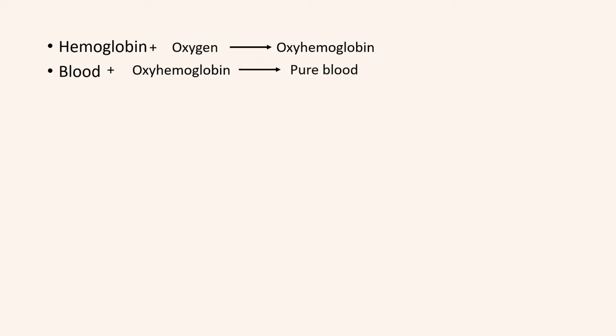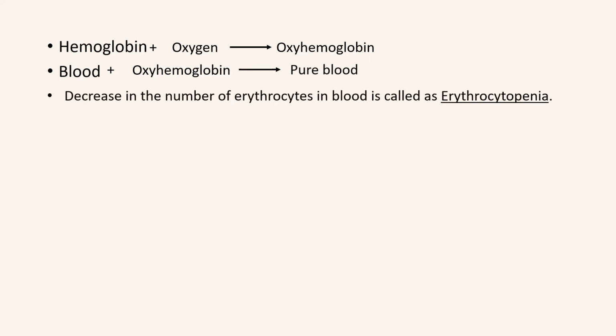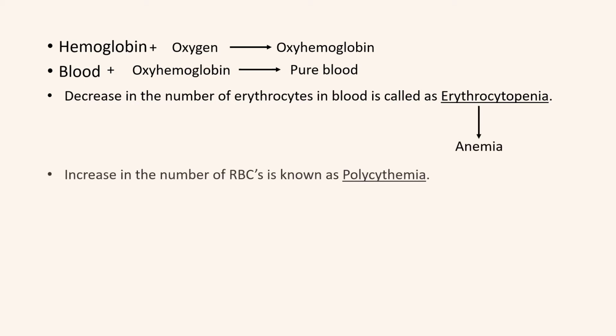Hemoglobin, which is a respiratory pigment, forms oxyhemoglobin when it combines with oxygen. When blood mixes with this oxyhemoglobin, it forms pure blood, which circulates throughout the body. The decrease in the number of erythrocytes in blood is called erythrocytopenia, which may further lead to anemia, whereas the increase in the number of RBCs is known as polycythemia.